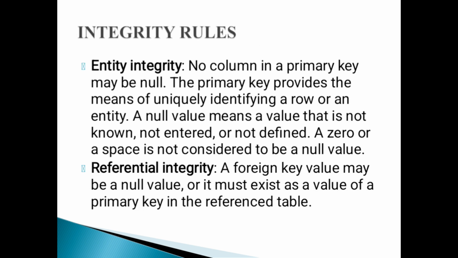Next, integrity rules. There are two integrity rules: entity integrity and referential integrity. Entity integrity. No column in a primary key may be null. The primary key provides the means of uniquely identifying a row or an entity. A null value means a value that is not known, not entered, not defined. A zero or a space is not considered to be a null value. If the primary key value is a null value in a row, we do not have enough information about the row to uniquely identify it.